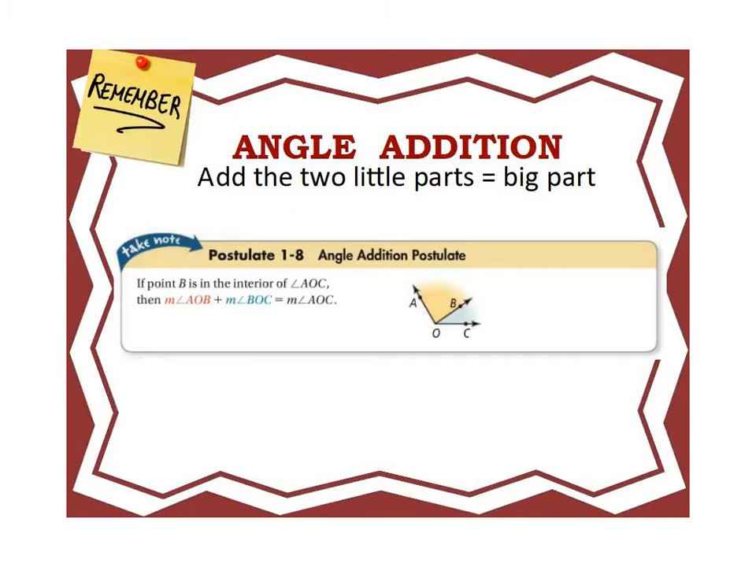Just like there is segment addition, we have angle addition, and it's the same idea. You're going to add the two little parts, it equals the big part. This is going to be your classic picture of where angle addition applies. You're going to have these two little angles that are next to each other. We call that adjacent because they share this leg right here. They're adjacent. They're right next to each other. And those two little angles, when you add them up, you can see here, the measure of AOB plus the measure of BOC. When you add those two up, it should equal the big angle, the measure of angle AOC.